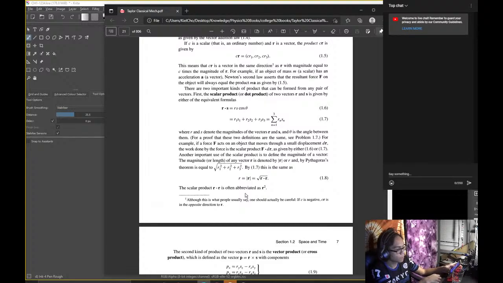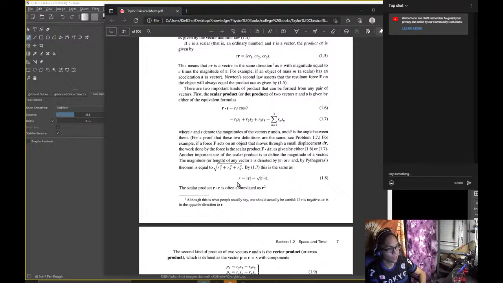Got this guy. Ooh, I have 30 seconds left. R and S, okay, let's try to do this quick. The angle is between them for a proof of these two. The work done by the force is the scalar product F dot dr as given in 1.6.7. Another important use of the scalar product is to find the magnitude of the vector. The length of any vector r is denoted by r. Okay, my Pythagorean theorem is equal to that thing. Okay. Alright, it's fine. I'll do overtime.